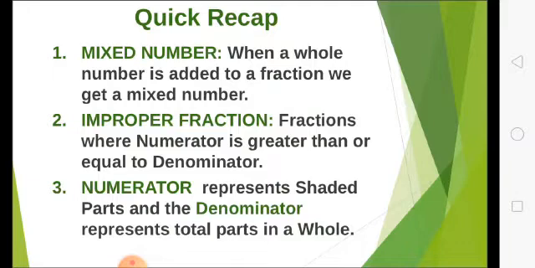Then we learned about improper fractions, fractions where the numerator is greater than or equal to the denominator. And then we learned a very important point: the numerator represents shaded parts and the denominator represents total parts in a whole. This means that in every fraction, the number in the denominator represents the total parts in which one whole is divided.